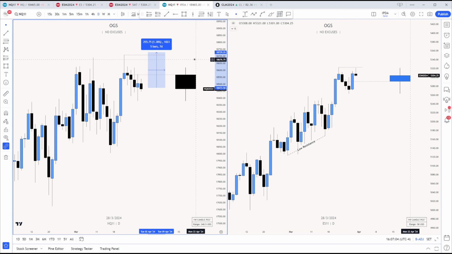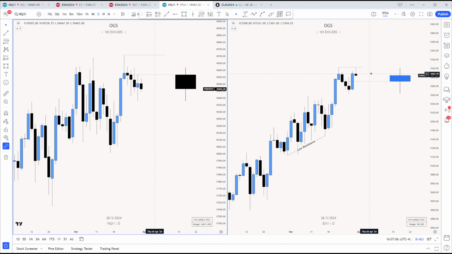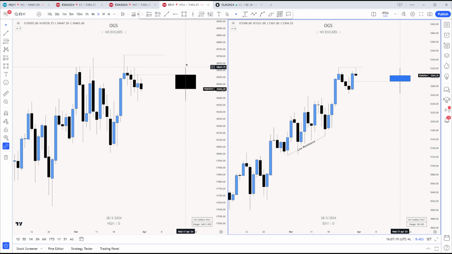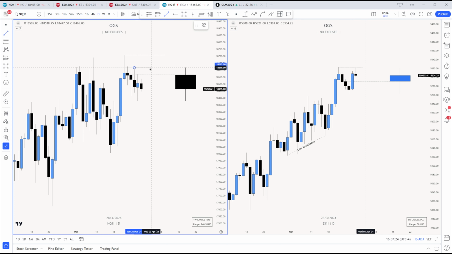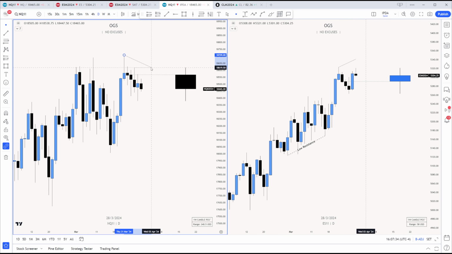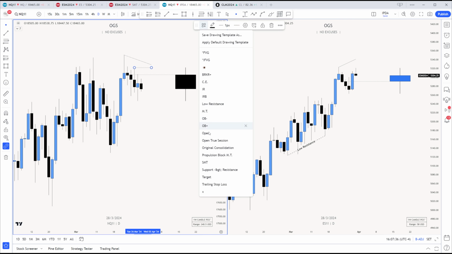NASDAQ has to do a 255 handle move, while ES has to go 20 handles, which is quite customary, right? ES will always move less. It is less volatile. Points are calculated differently in the contracts, but I would like to see SMT form at those levels. For example, NASDAQ taking out this specific high right here, which formed a swing high on NASDAQ while it didn't on ES. I'd like to see this form in regards to SMT after this being taken out.